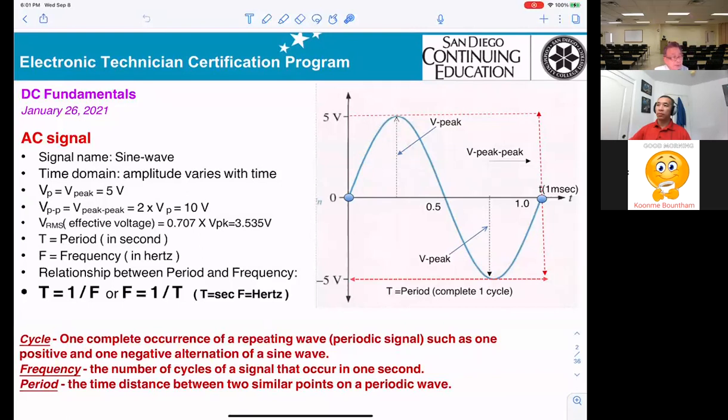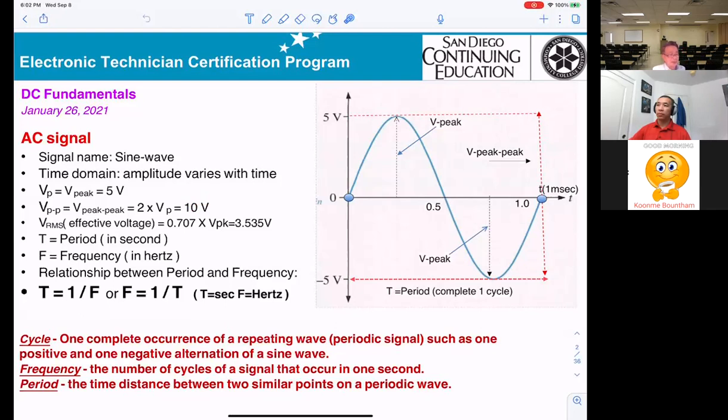And now, this is just a definition. The voltage from 0 up to the top, or 0 down to the bottom, is what they call VP. For example, here from 0 to the top you get 5 volt, so V peak equals 5 volt. The voltage from the top to the bottom is called peak to peak, which is double the V peak. So V peak to peak equals 2 times V peak, in this case 10 volt.